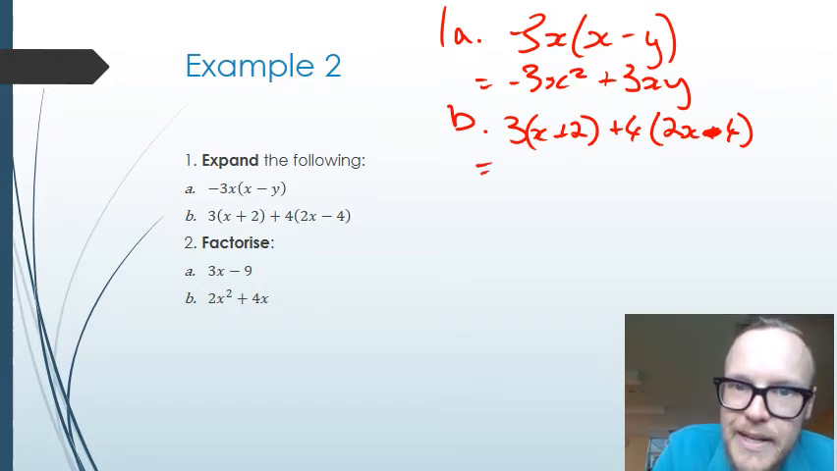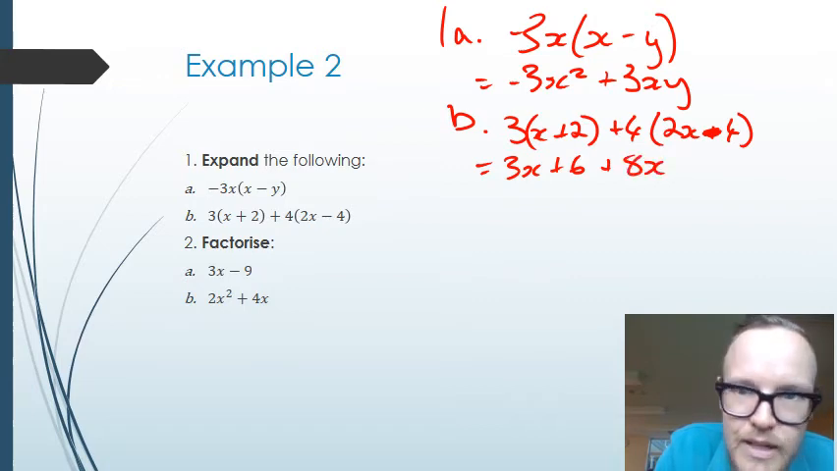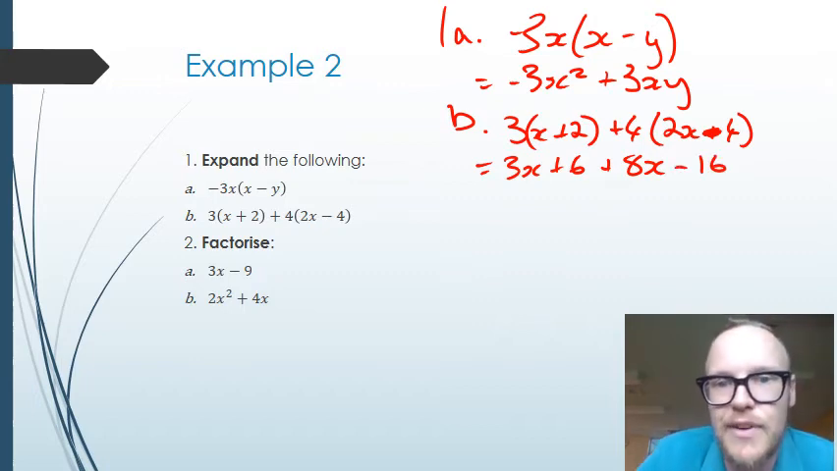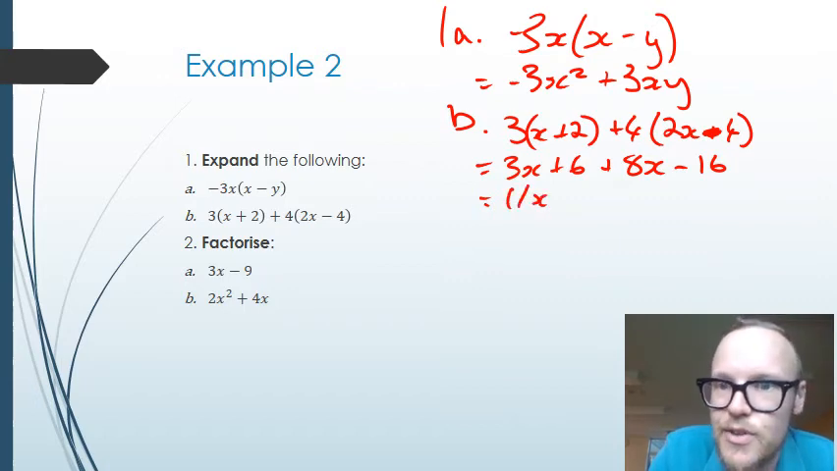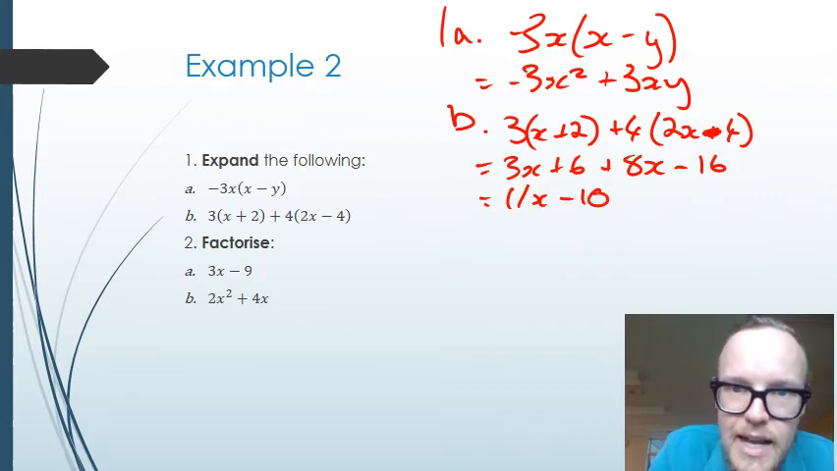So expanding this out, the 3 times x is 3x, 3 times 2 is 6, plus 4 times 2x is 8x, plus 4 times minus 4 is going to be minus 16. Now we definitely need to make sure we collect like terms here. So if I've got 3 x's and I add 8 x's, I will have 11 x's. And then if I've got 6 and I take away 16, that's going to be the same as subtracting 10.